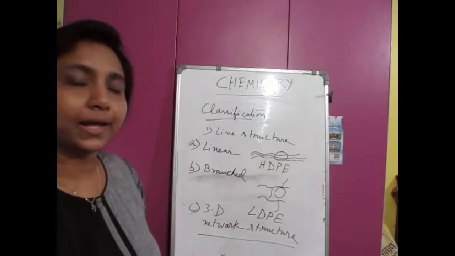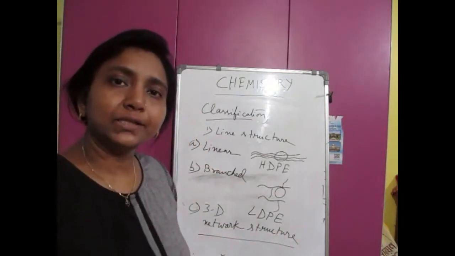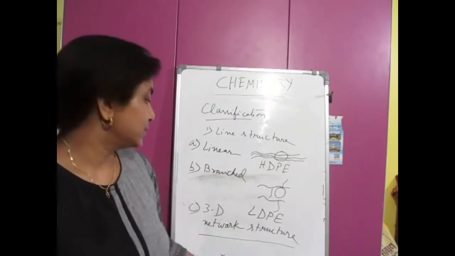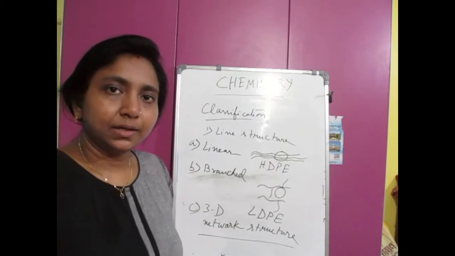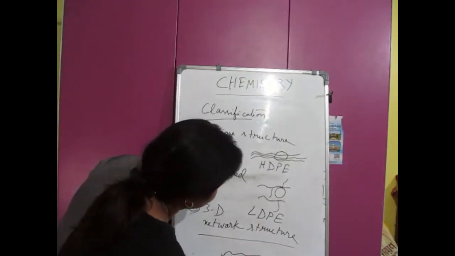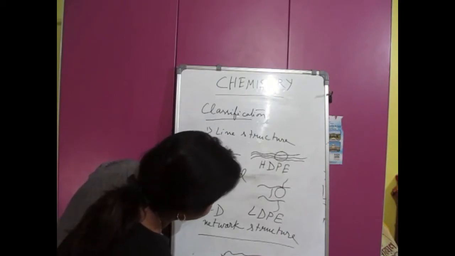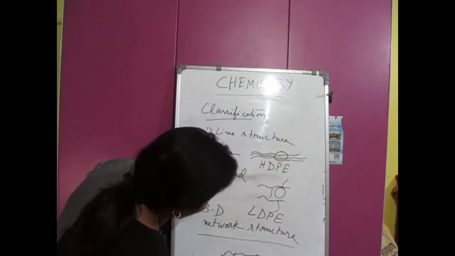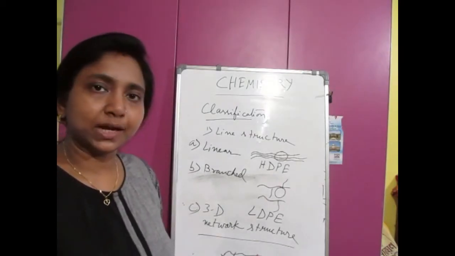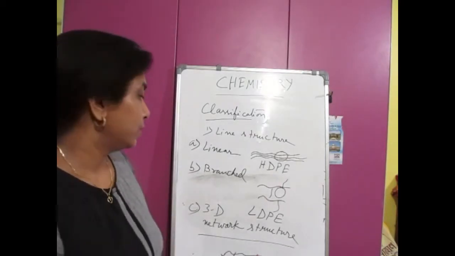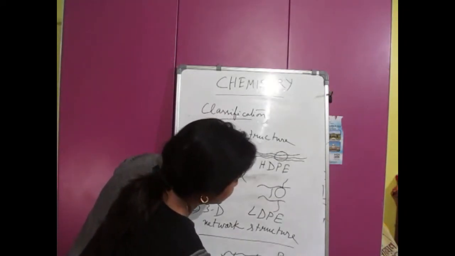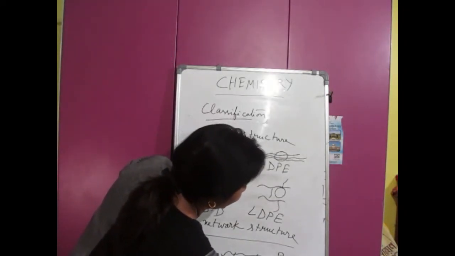The third one is 3-dimensional network structure. The example is bakelite. You have seen the structure, that is a very complicated structure. It is the three-dimensional network structure. So it is a very complicated structure. The example is bakelite.